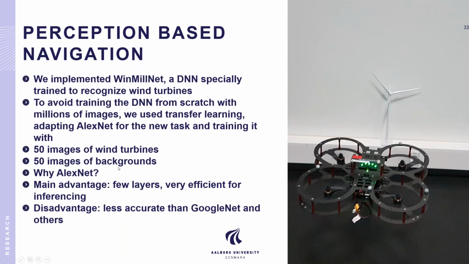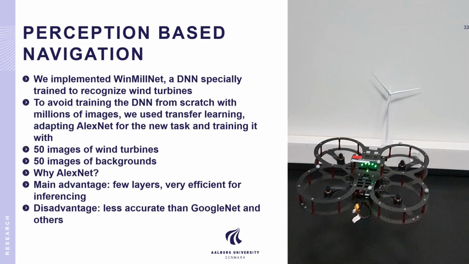And the reason why we used AlexNet is also because it's efficient for inferencing, but it's not as accurate as some of the newer networks. But it actually proved to be quite efficient for what we were doing. So in this first work, we just wanted to, as a proof of concept, show that we can recognize something and actually tell the drone to stop, and have some kind of visual intelligence.